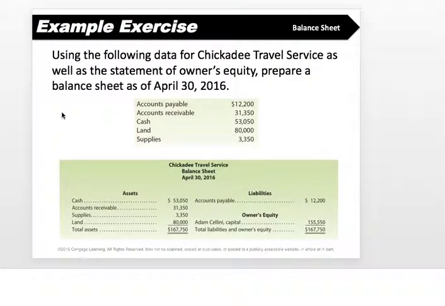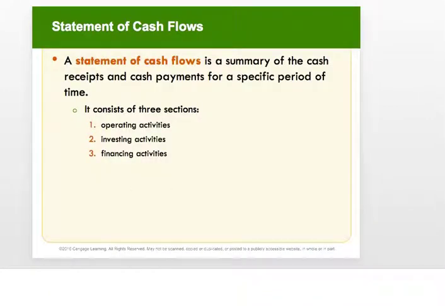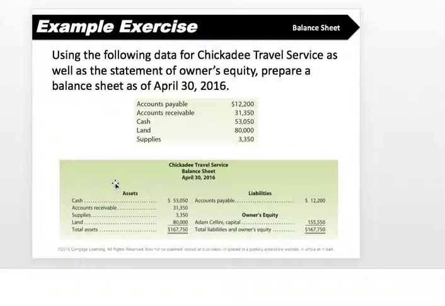Using the following data for Chickadee Travel Service, as well as a statement of owner's equity, prepare a balance sheet as of April 30th, 2016. It gives us our liability, accounts payable, accounts receivable is an asset, cash, land, and supplies are all assets. So you'll list the assets first on the left side. And you'll list the assets in order of liquidity, and that means cash always goes first. It's which assets can be converted to cash the quickest. And so cash is going to be listed first, accounts receivable, supplies, and then land, and then you'll total your assets on the left side.